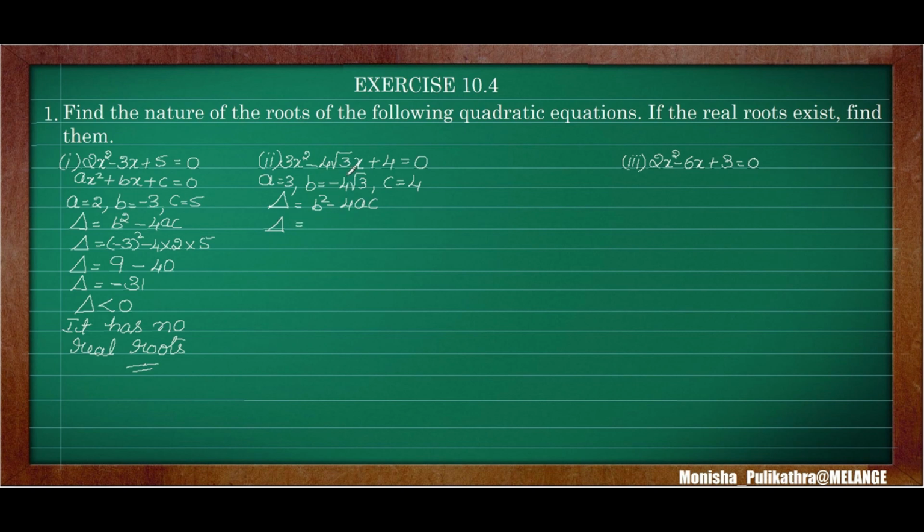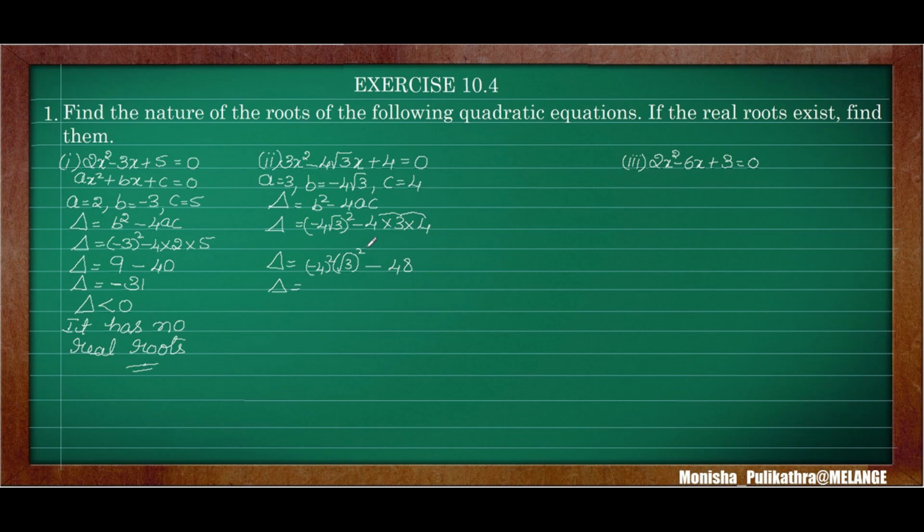Delta is equal to b, which is minus 4 root 3, so minus 4 root 3 whole square, minus 4 into a, which is 3, and c, which is 4. Delta is equal to, we need to square both the numbers, that is minus 4 whole square and root 3 whole square. Minus 4 3s are 12, 12 4s are 48.